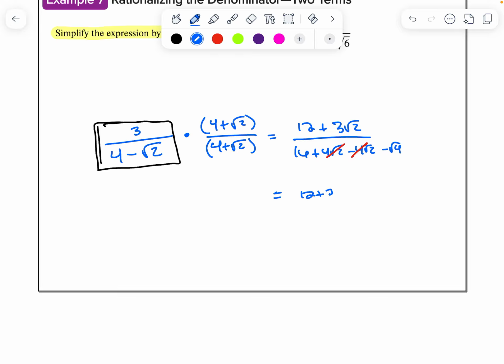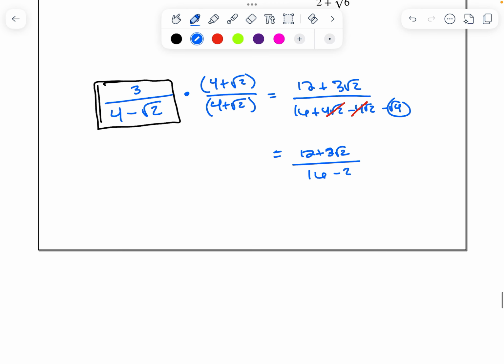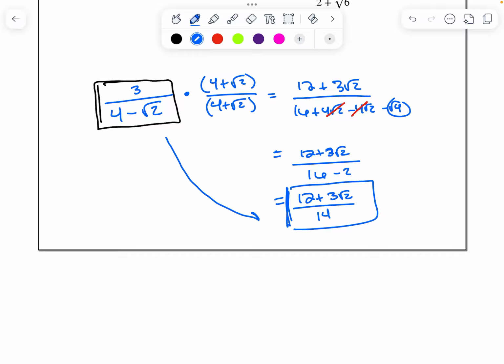12 plus 3 square root 2 over 16 minus the square root of 4, just 2. And 16 minus 2 is 14. And notice our answer does not have a square root in the denominator. Check. We have done what we came to do. All we care is to get something that does not have a square root in the denominator.